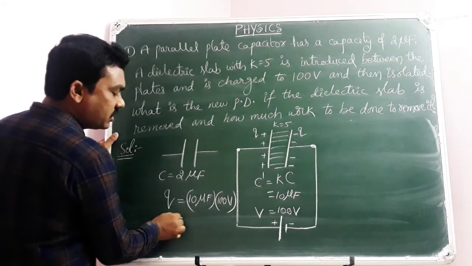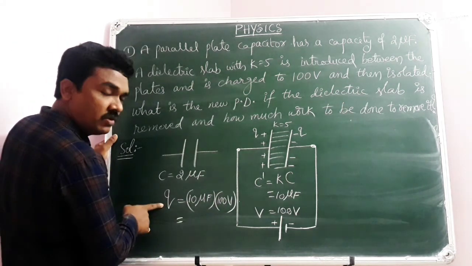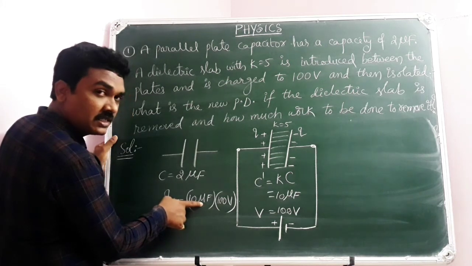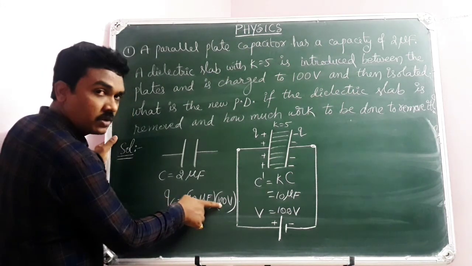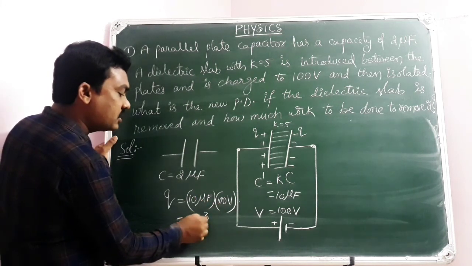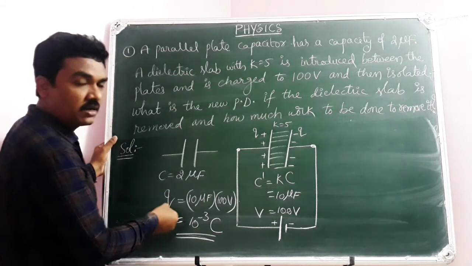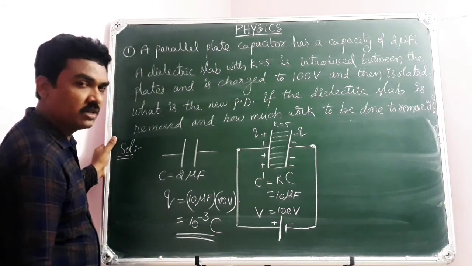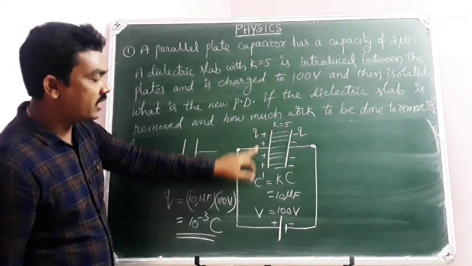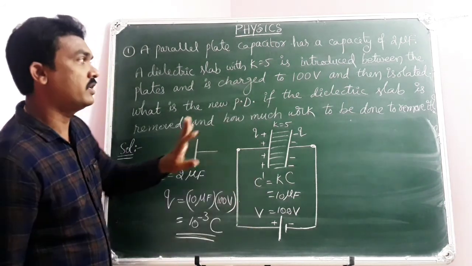Very interesting thing here: the charge will be in terms of coulombs, but here it is microfarad, 10 power minus 6. So 10 into 10 power 2, 10 power 3 into 10 power minus 6, it will be 10 power minus 3 coulombs. I have done the calculation a little directly so that you can understand. This is the charge developed on the capacitor when it is charged to 100 volt potential difference.